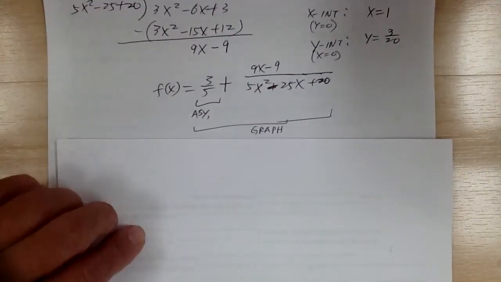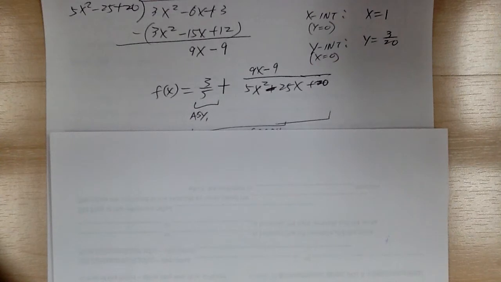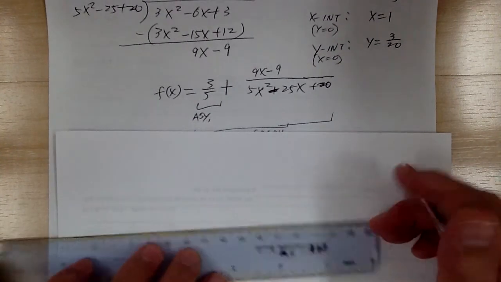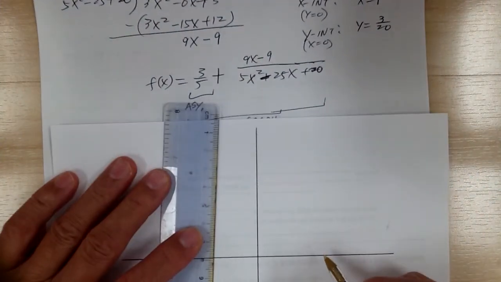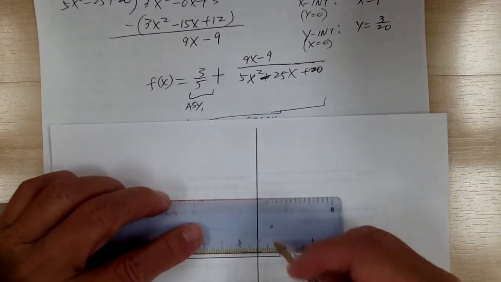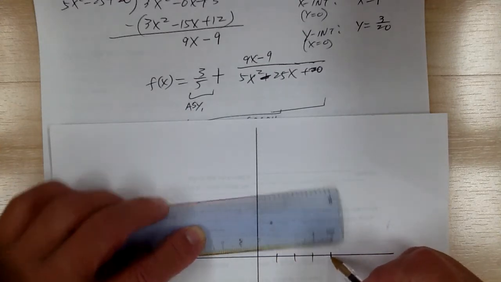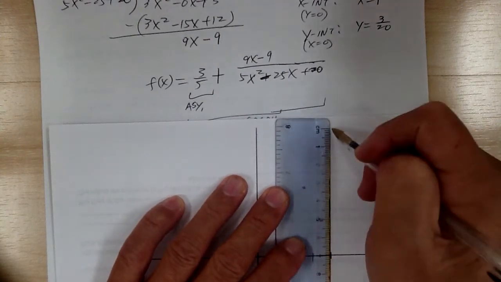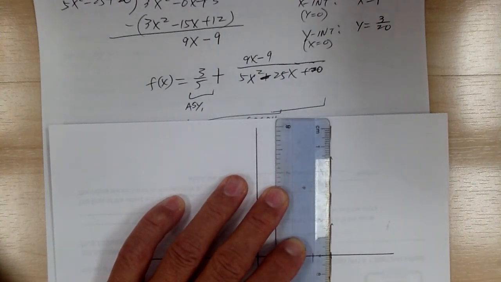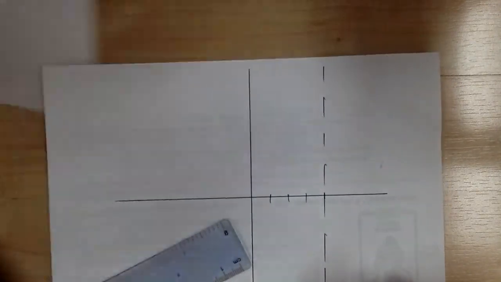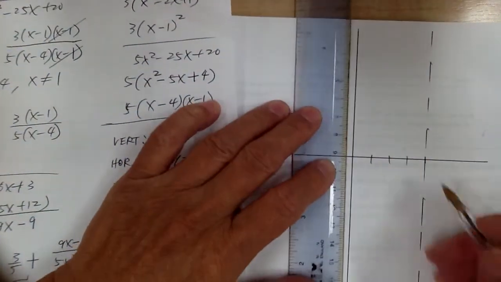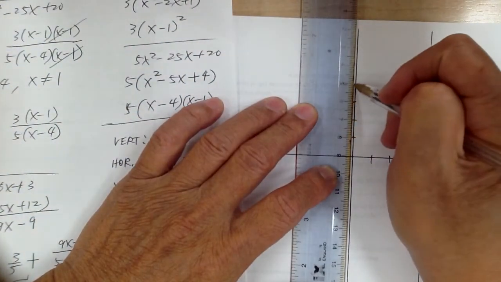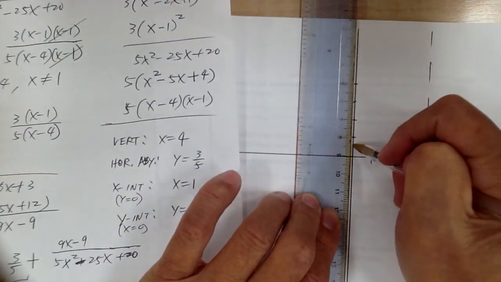Now you're going to do the graphing, or sketching. First you go and get all your asymptotes. So the vertical asymptote is when x equals 4. Okay, so that's your vertical asymptote. And the next one, the horizontal asymptote, is 3/5. Three over 5 is 0.6, so it's right over here.